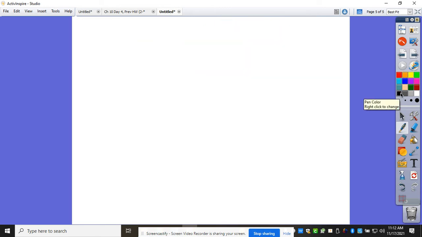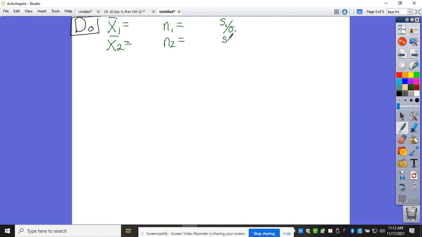Brings us to do. What are we going to be given in the problem? X bar 1, X bar 2, what else? So again, like I said, I choose to put those together, but also samples together. What else from sample 1? N1. Which means I'm also going to have N2, and then what else for both samples? S1 and S2, or sigma 1 and sigma 2, but most likely it's going to be S.